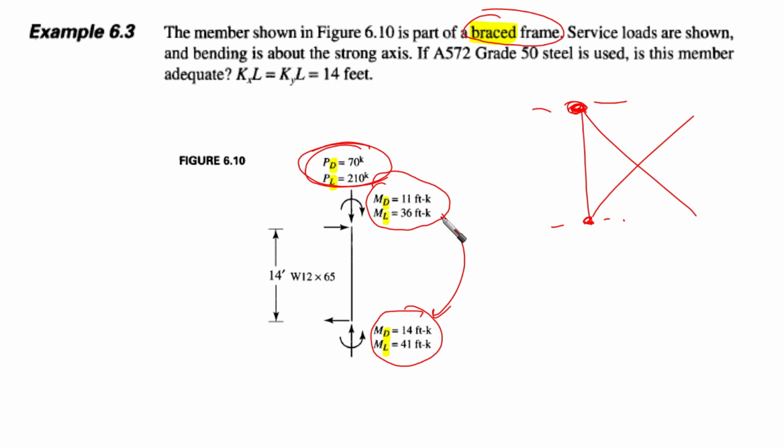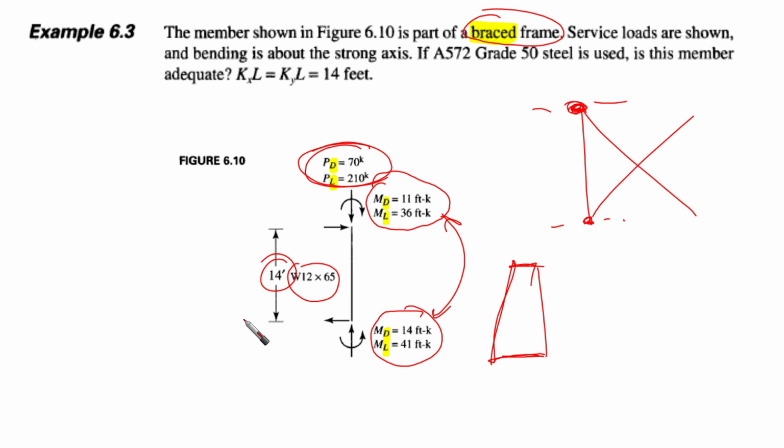They are different, as you can see. Okay, so we have different moments. It is something, for example, something like this. The cross section is W12 by 65.